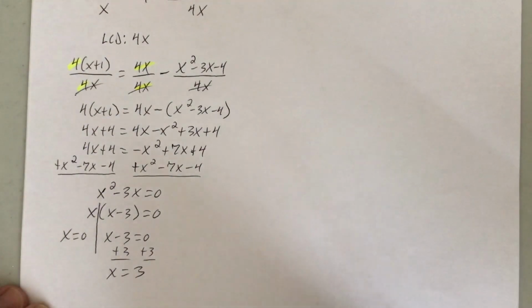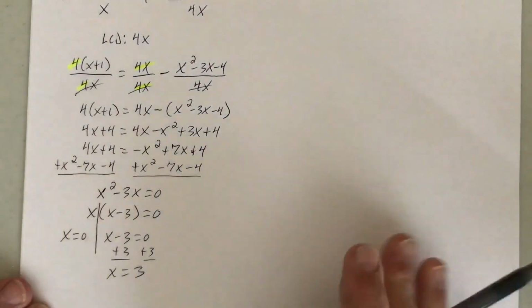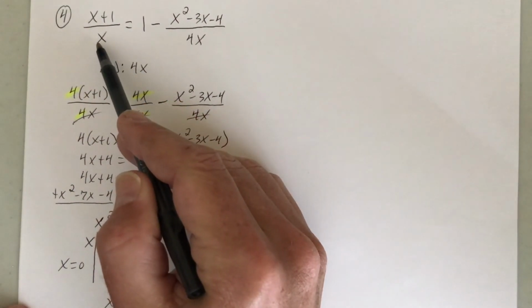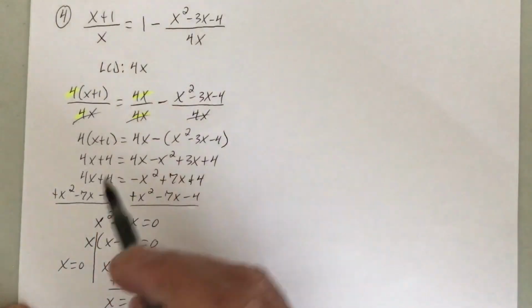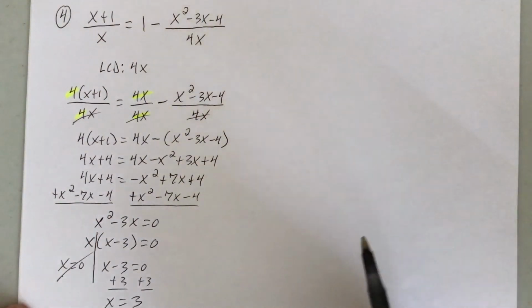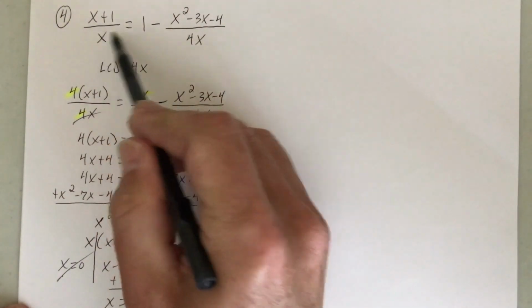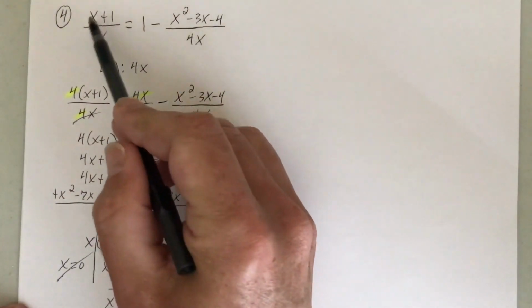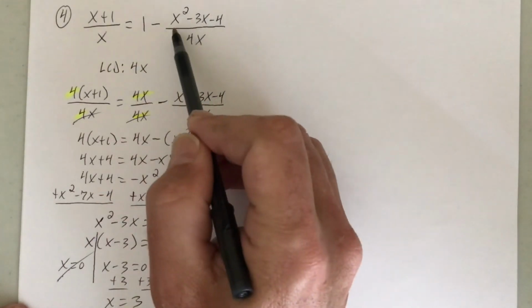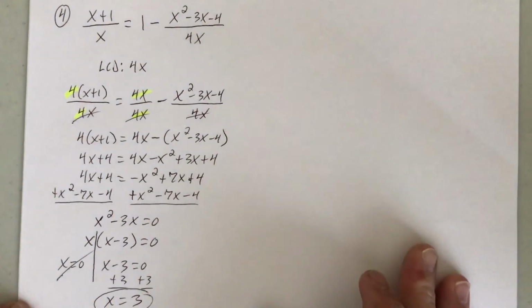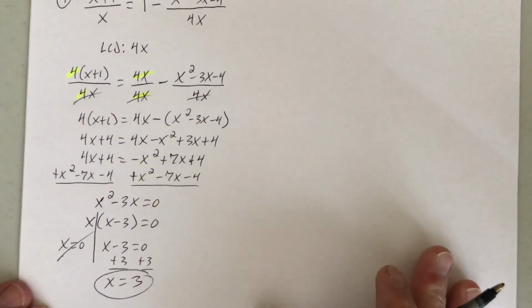Now we need to plug them back in to check. If I take the x equals 0 and plug it back in, automatically when I put that in for x, I get 0 in the denominator, which we know we can't have. So that's not going to work. And again, if you take the 3 and you plug it into this whole thing, you will see that the left side is equal to the right side. Or if you graph this side and then graph this side, you will see that they intersect at x equals 3, which is the solution for number 4.